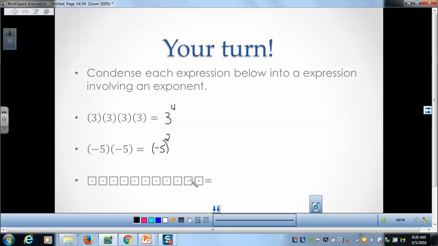Okay, what am I multiplying? I'm multiplying a box with one eye. And how many of those do I have? 1, 2, 3, 4, 5, 6, 7, 8, 9, 10, and 11. So I'm multiplying 11 of those. So we have now just condensed that multiplication problem into one exponential expression.